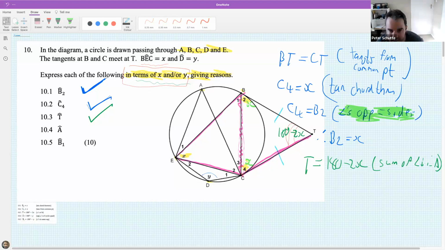Where is a cyclic quad here? Let's have a look. Where is angle A? Okay, this is sneaky. Which cyclic quads? Name some cyclic quads for me. In this drawing, what cyclic quads are there? Oh, Morgan, you're on the money. AECD, yes, well done.